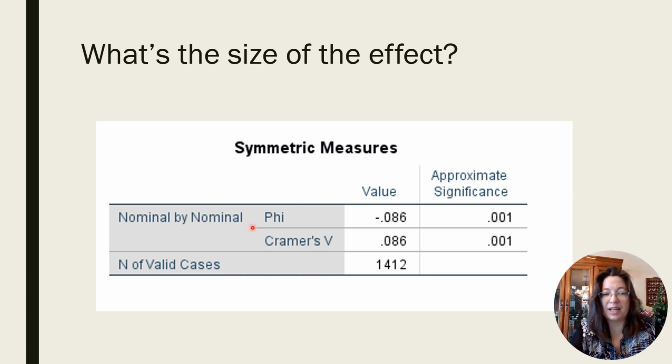Phi is only valid in a 2x2 table like the one that I just showed you. Kramer's V can be used for any type of contingency table. So we can see that the value here is 0.086 or negative 0.086. The minus sign doesn't matter. It's just the value itself that is important.